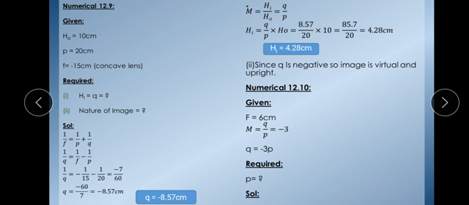Students, in the next numerical 12.10, the statement is: a convex lens of focal length 6 cm is to be used to form a virtual image 3 times the size of the object. Where must the lens be placed? As focal length is given 6 cm, the magnification is q by p is equal to minus 3. We have taken minus because it is virtual magnification. So q will become equal to minus 3p. Our required is position of the object.